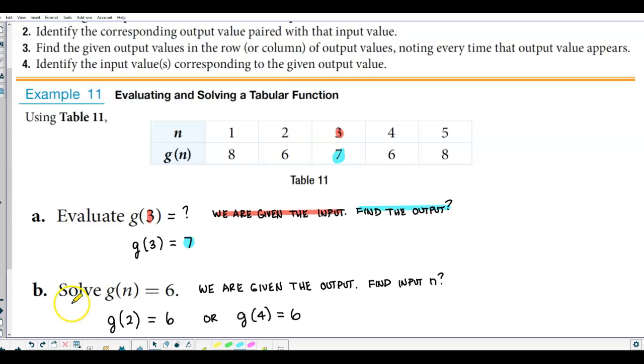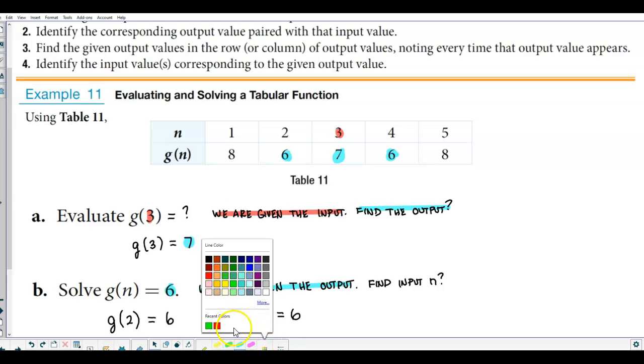Okay, now in part B, it's saying solve g of n is equal to 6. So what it's saying here is that we are now given the output. So the output is what's given. We have an output of 6, and then we have an output of 6 here. And then what we're looking for is the input, meaning we're looking for n.